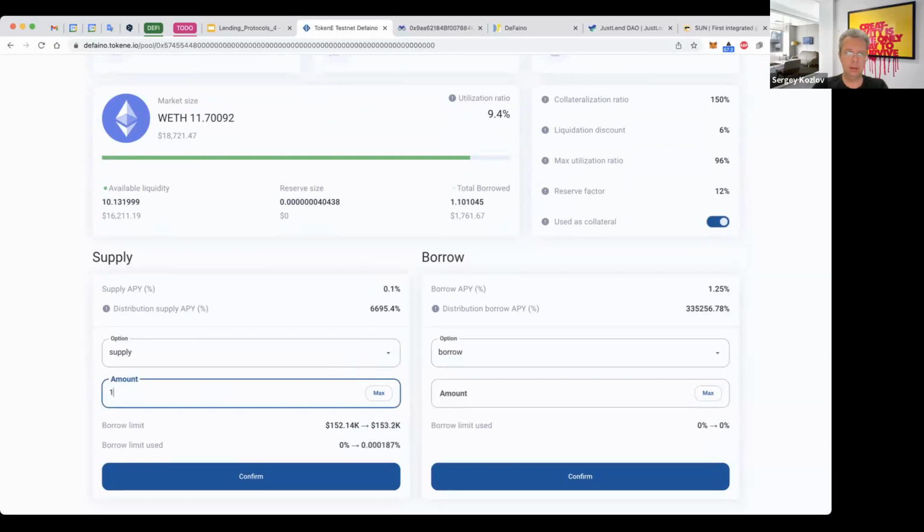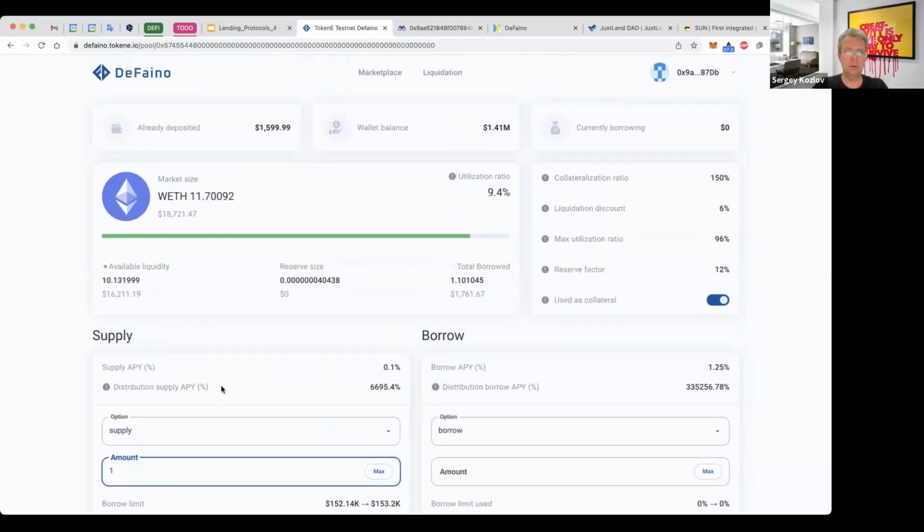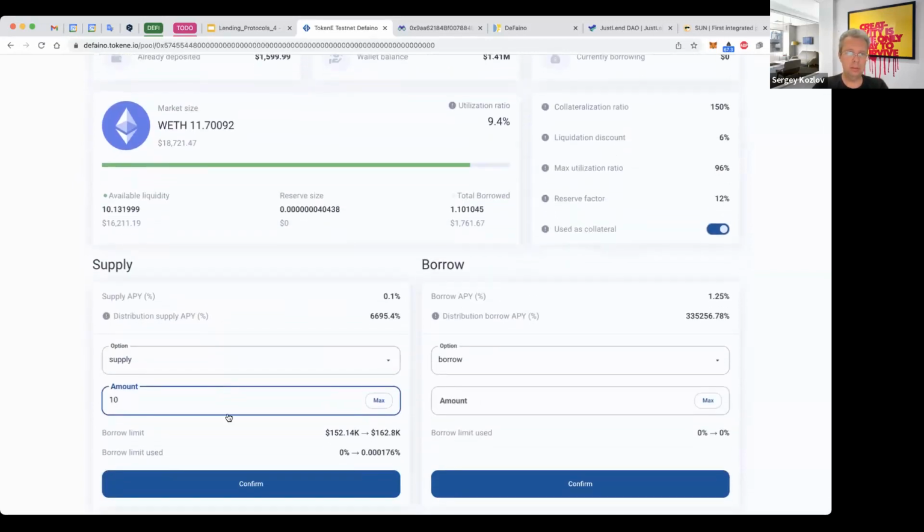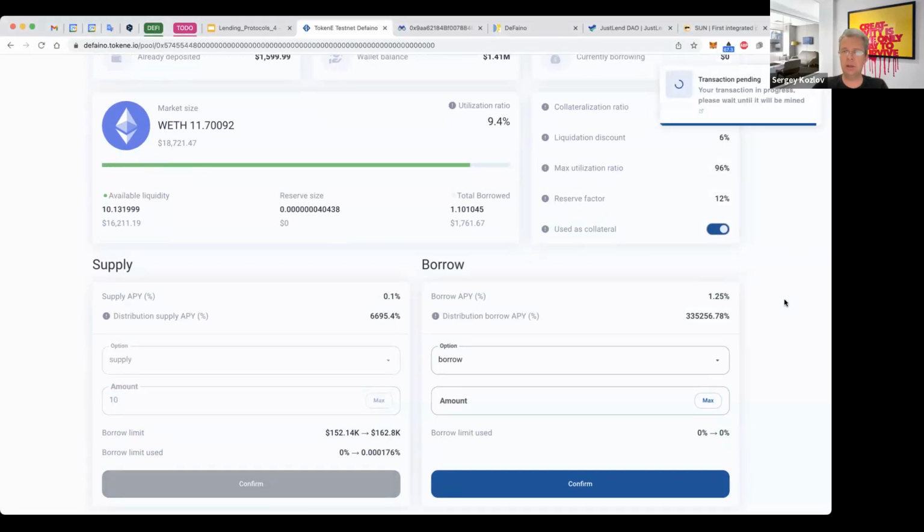So when I supply one token, we see that the interest rate might change, and the distribution APY also has to change. But let me provide more, maybe 10. Confirm, everything happens with transactions. So you only change the state of a lending platform, of this on-chain bank, by sending a transaction. And why do we need it? Because no one can come and take your deposits. That's the whole idea of DeFi. It's all in smart contracts, and the smart contracts work according to the program, the code.